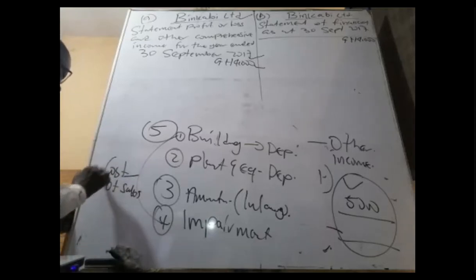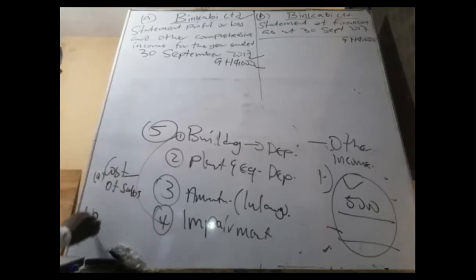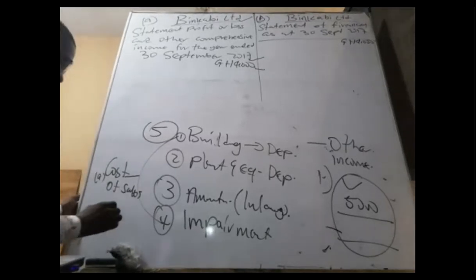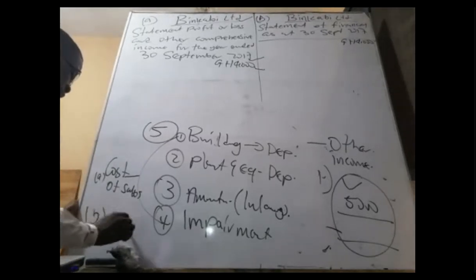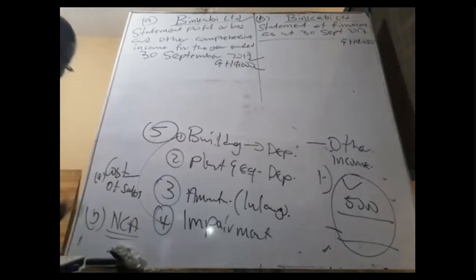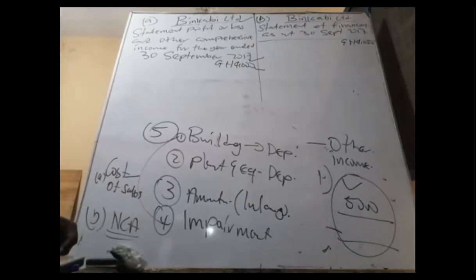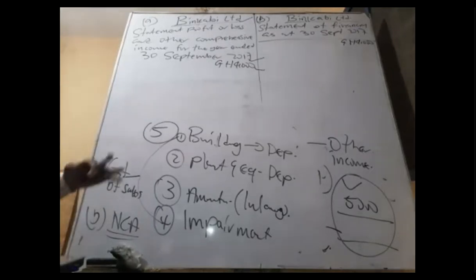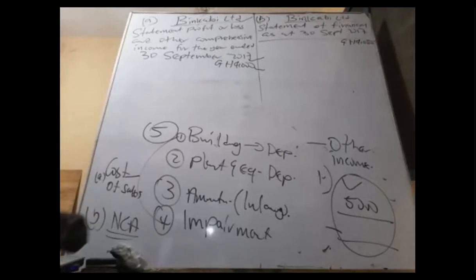That's number 1. Number 2, let them reflect in the non-current assets, to be specific, the PPE schedule. That is all. We are done.